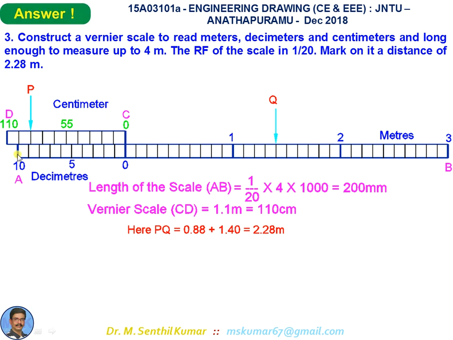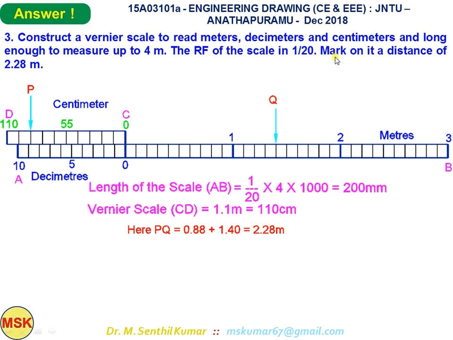One division you divided into 10 equal subdivisions. That is on the main scale. On the vernier scale, the same way, the total length of the vernier scale is 110 centimeter. Divide that into 10 equal parts. So, one division will be equal to 11 centimeter. So, from here, if you measure up to this, it is 11, 22, 33, 44, 55 and so on. Okay. So, now you have constructed the main scale as well as the vernier scale.